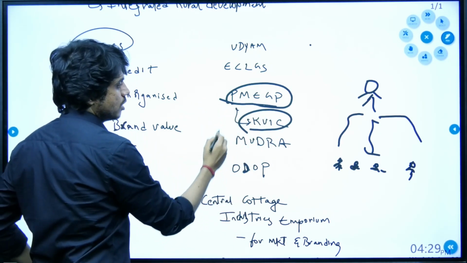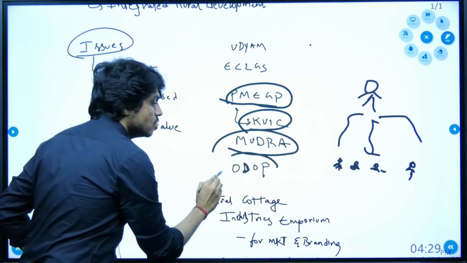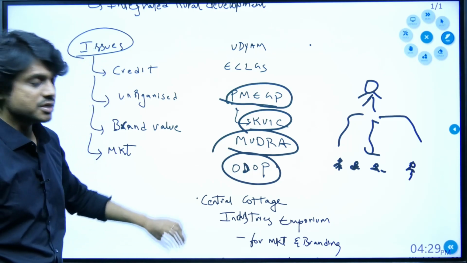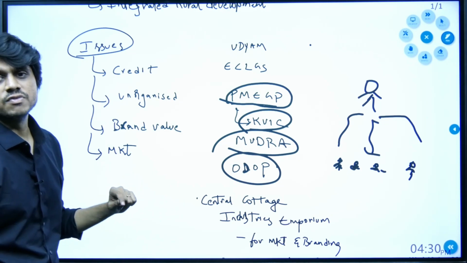And then apart from this, we also have the Mudra loans, cheaper loan availability, and then we also have One District One Product. This was also a recent initiative. This was also focused on in Make in India. Why this One District One Product?